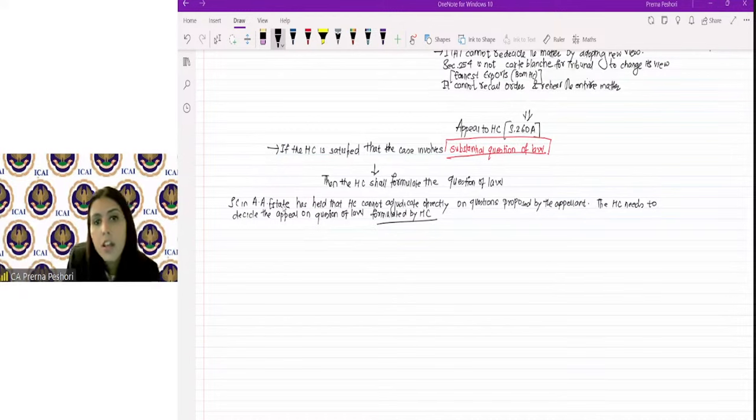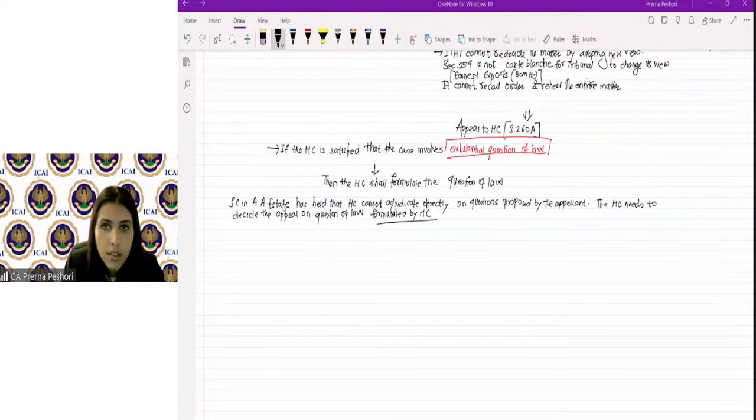Okay, fine. So basically, if you now look at the High Court, what are the time limits for filing the appeal before the High Court? So the time limit for filing the appeal before the High Court is 120 days. So within 120 days, the appeal has to be filed to the High Court.